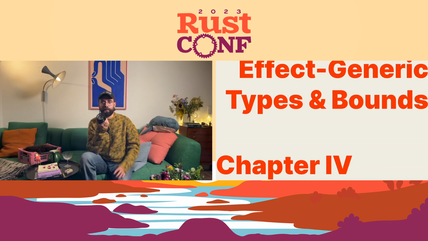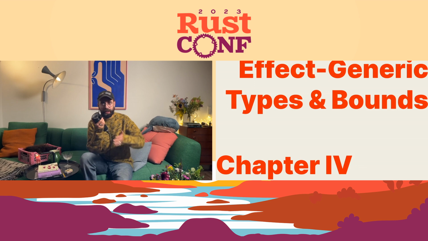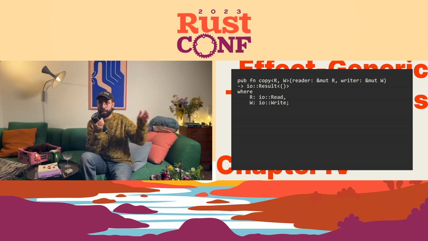Being able to declare effect generic traits is only the beginning. The standard library not only exposes traits, it also exposes various types and functions. And effect generic traits don't directly help with that. Let's take our earlier IO copy example again. As we've said, copy takes a reader and a writer and then copies bytes from the reader to the writer.